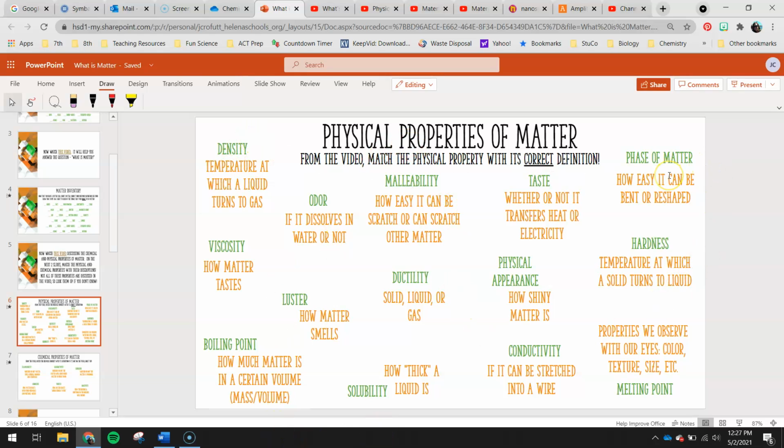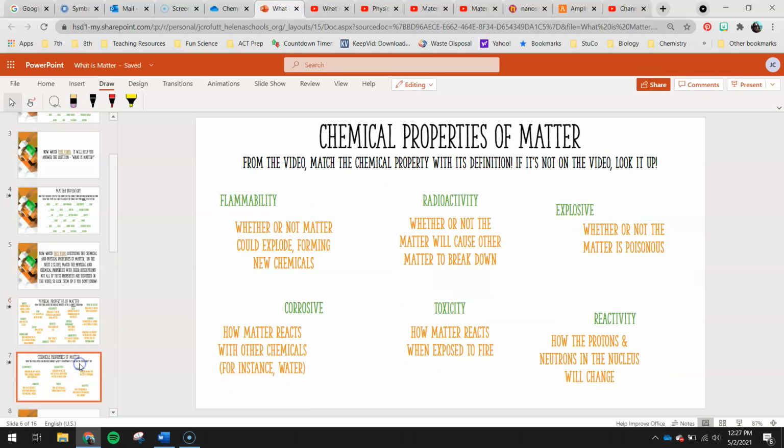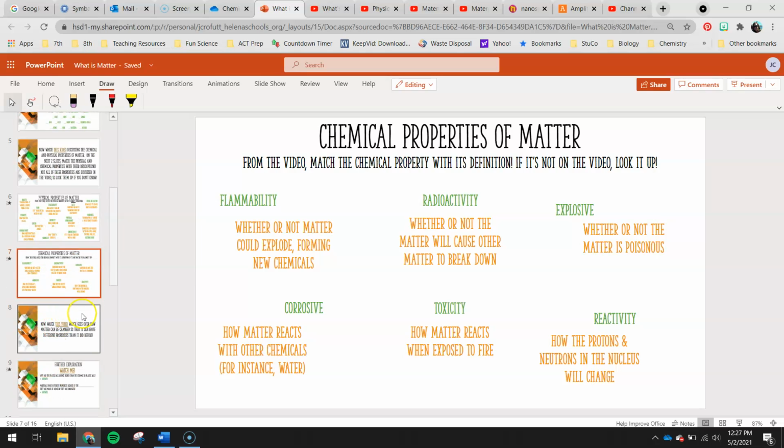If you don't know what they are, some of them are common sense, some of them you might have to Google. Make sure you look those up. Okay, chemical properties, there's a lot, but there's only a couple that I want you to know about. So we have flammability, radioactivity, whether it's explosive or not, reactivity, toxicity, and corrosivity. Okay, so you can look at those and match them to their correct definition. Again, most of those are from the video, some of them you might need to look up or use some common sense.